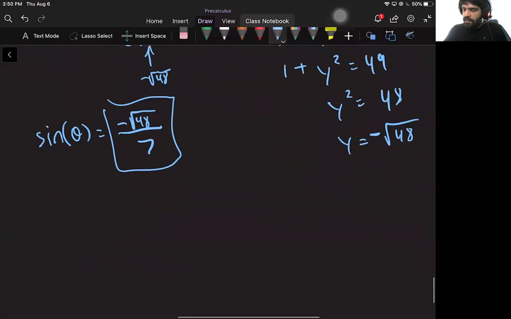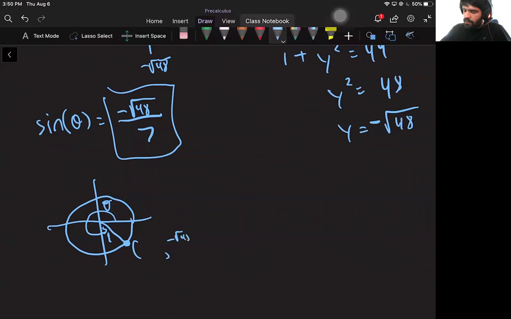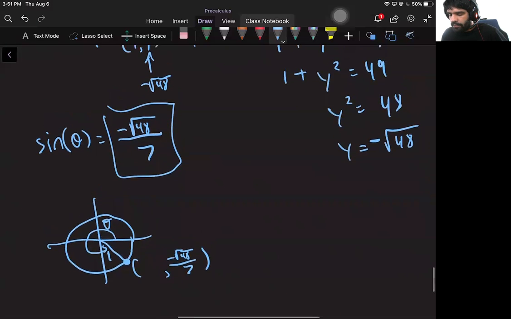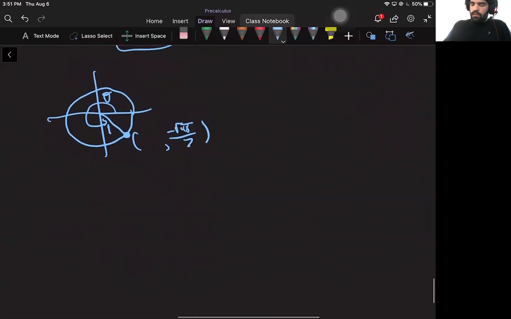Just to relate it back to the unit circle, this is saying that if you did have a radius 1 circle with that same angle, then the y coordinate would be this. Okay, just a little bonus fact, because the y coordinate on the unit circle is the sine of the angle. That's the definition. All right, so let's do one more.